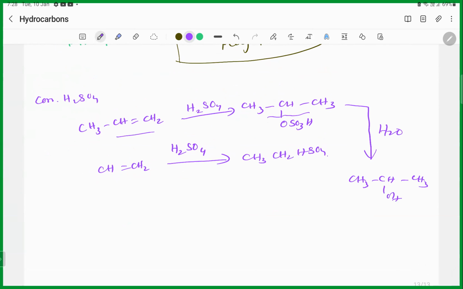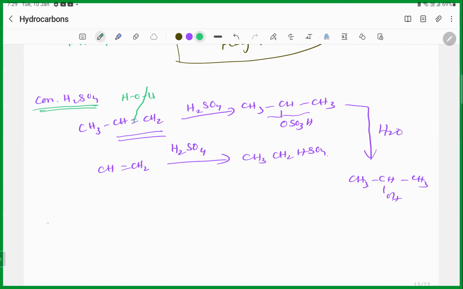Look here, when you have the group here, if you take the water molecule HOH, it will cleave like this. The hydrogen will be added to the carbon which contains more hydrogens. The hydroxyl group, the negative part, will attack the carbon which has fewer hydrogens. So this is called hydration in the presence of acid. This is the addition reaction with respect to sulfuric acid.